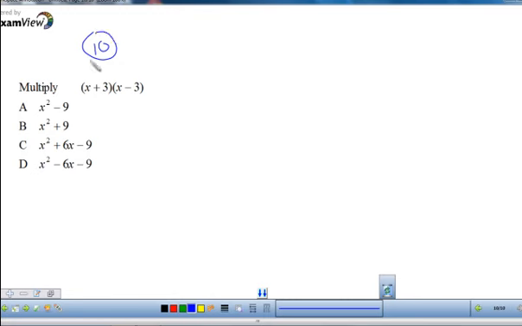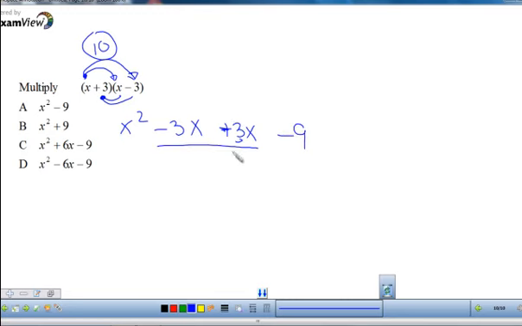Okay, 10 says multiply. So once again, I'm going to start with the x and use the distributive property to multiply it twice. So x times x is x squared. x times negative 3 is negative 3x. Now I have to multiply the 3. 3 times x is positive 3x. 3 times negative 3 is negative 9. If you look at your middle term, negative 3x plus 3x is 0. So you're just left with x squared minus 9.